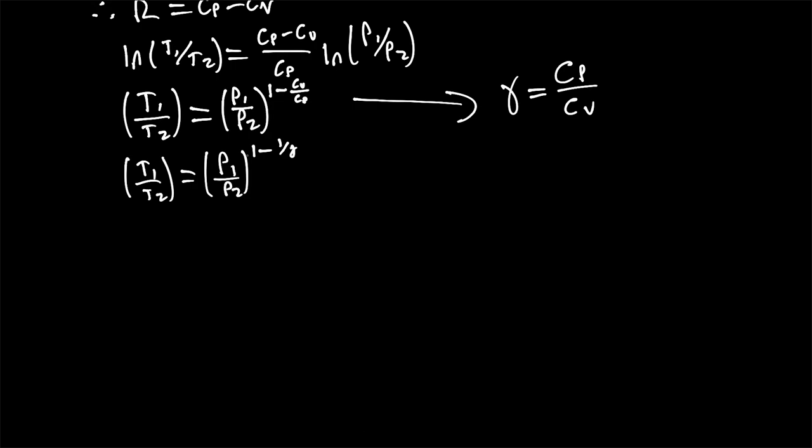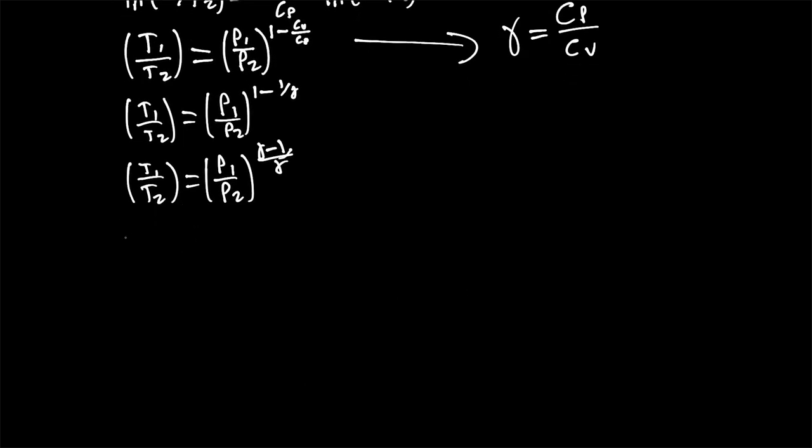If we were to write this out a little bit more completely, we will have T1 over T2 equals P1 over P2 raised to the power of gamma minus 1 over gamma. And that's for the pressure ratios. Typically, this will be written the other way around. You might have a pressure ratio P1 over P2 equal to your temperature ratio T1 over T2 to the power of gamma over gamma minus 1.